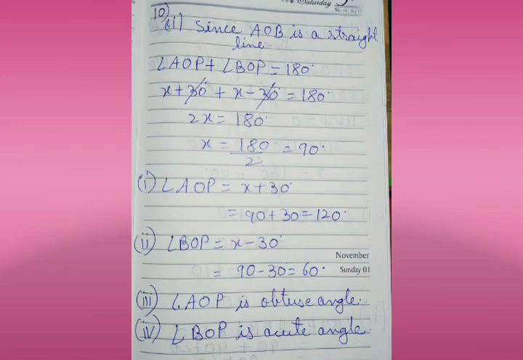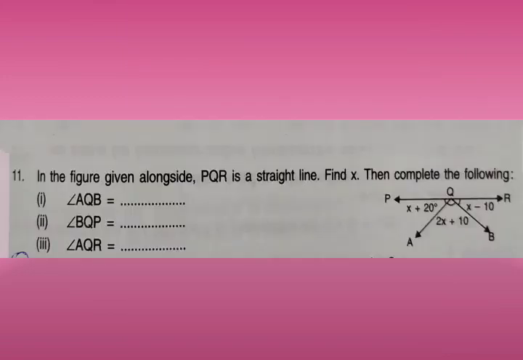And subpart 3, so AOP is what? Obtuse angle, and angle BOP is acute angle. Obtuse means what? When the value of the angle is more than 90 degree, this is called the obtuse angle, and when the value of angle is less than 90 degree, that angle is called acute angle.